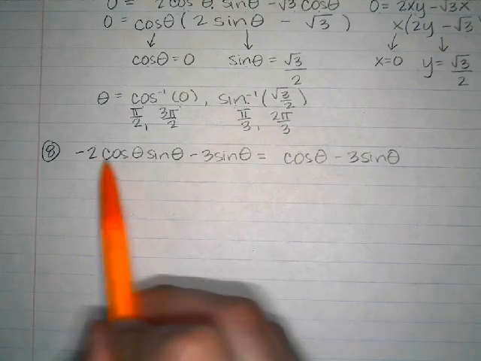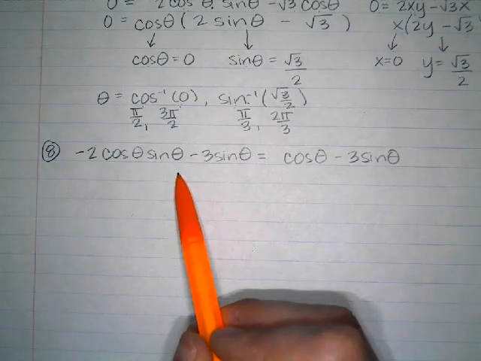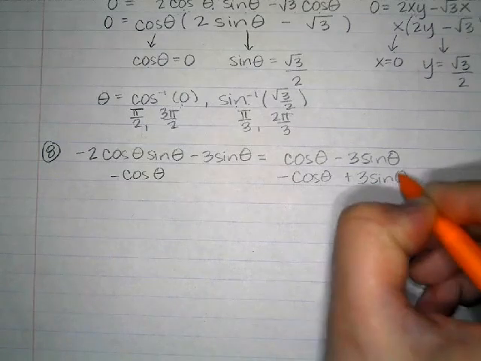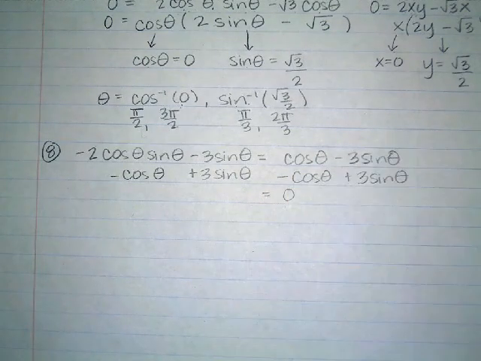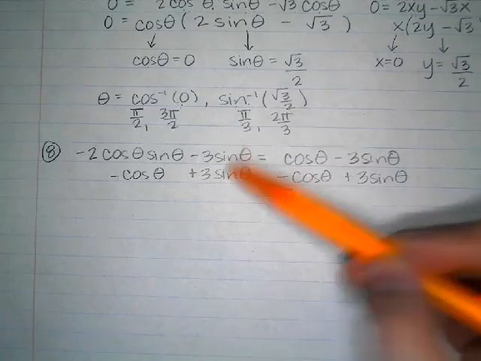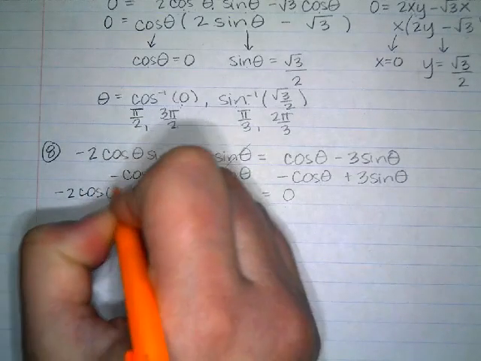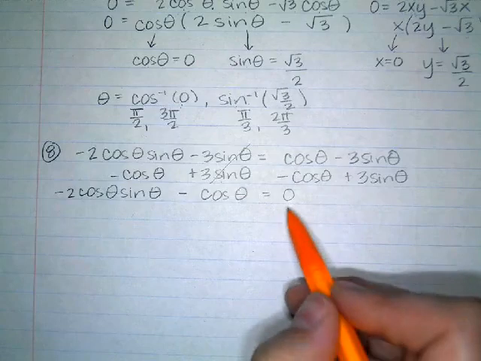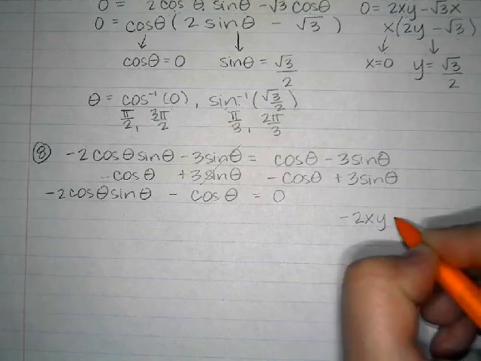So you can either take this stuff and move it over to the right side, or you can take this stuff and move it over to the left side. Move it to the left? Okay, so I'm going to subtract off the cos theta, and I'm going to add 3 sine theta. So that is 0 now. And then 3 sine theta and 3 sine theta, those cancel out. So we have negative 2 cos theta sine theta minus cos theta. If we think of this as just regular variables, this would be like negative 2xy minus x equals 0.